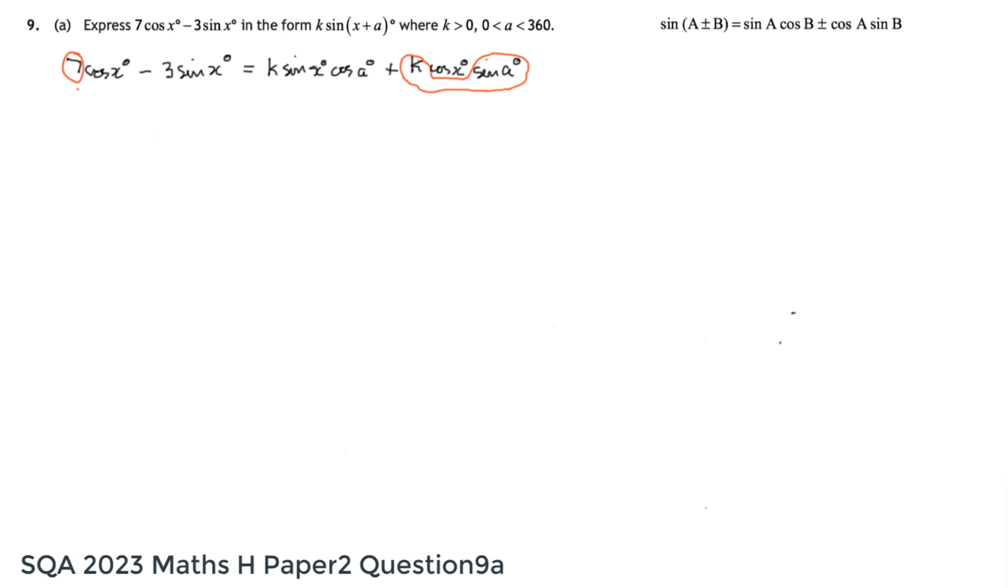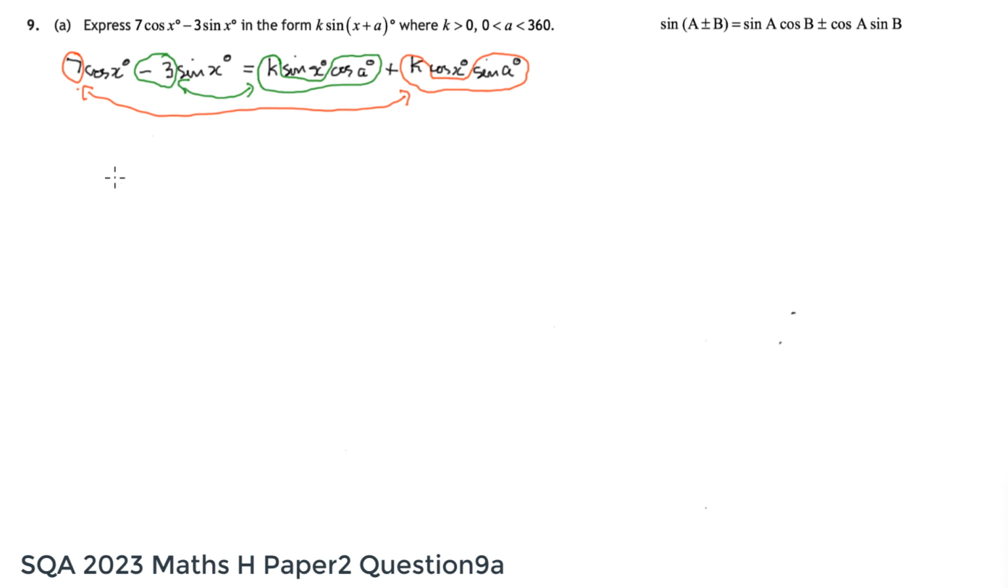Well, let's do the same with the sine x term, and you'll notice that we're multiplying it by -3. The coefficient of the sine x term is -3. Here's sine x, and multiplying sine x, we've got k times cos A. So these two coefficients must be equal, as must the coefficients of the cos x terms be equal.